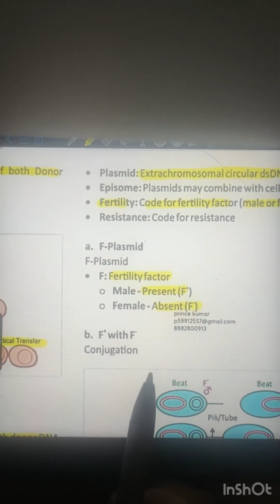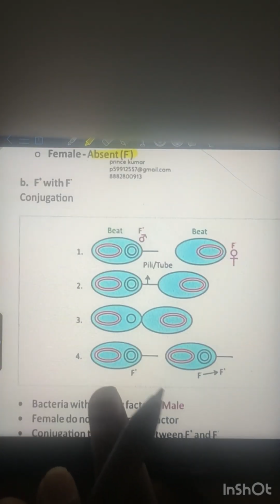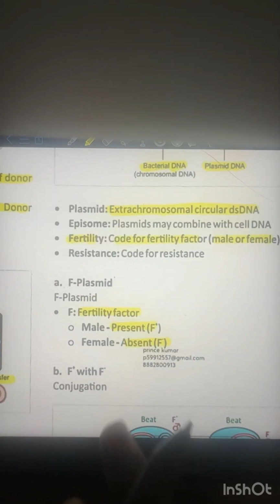This plasmid can be a fertility plasmid. This can be a resistance plasmid. Here it was written F plasmid, so what plasmid do you think this is? This is a fertility plasmid, and that is what I want to teach all of you when it comes to conjugation, fertility. So let me give you an example.